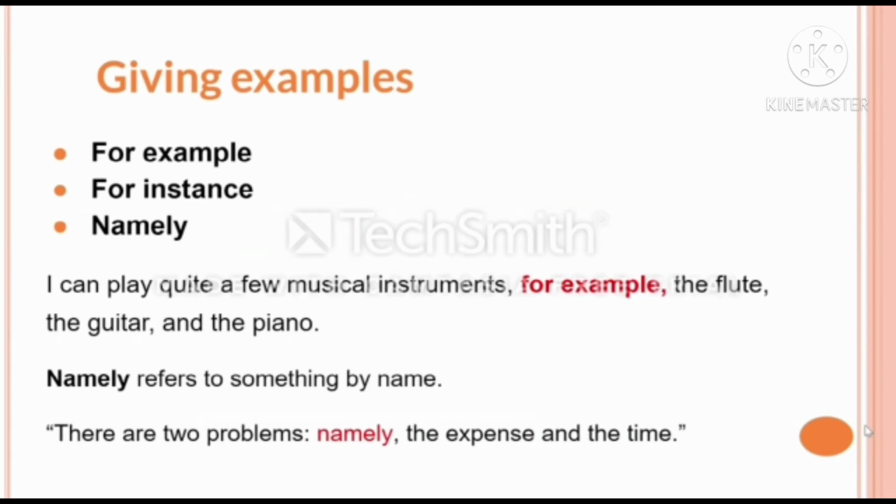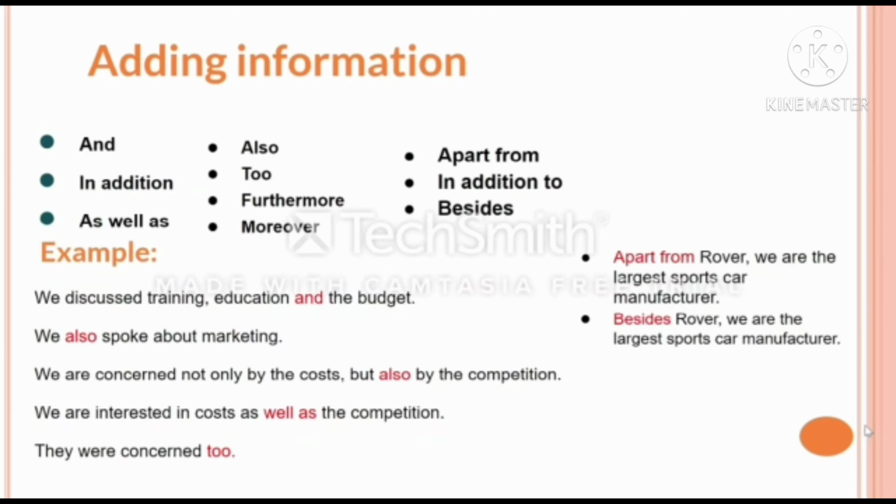For giving examples, we can use for example, for instance, namely. I can play quite a few musical instruments. For example, the flute, the guitar, and the piano. Namely refers to something by name: there are two problems, namely the expense and the time.